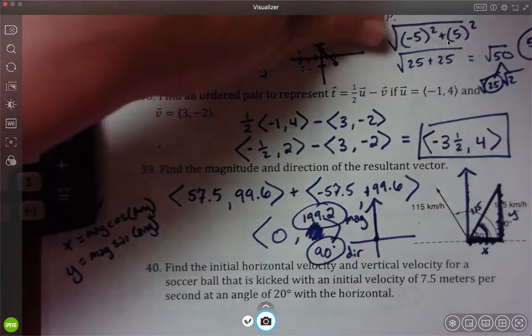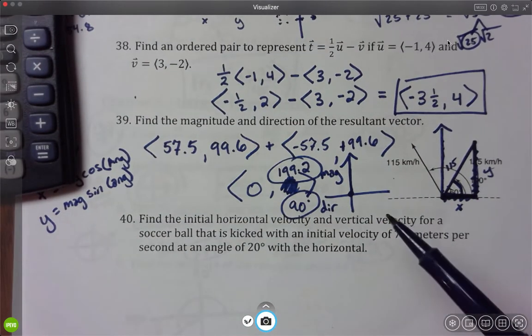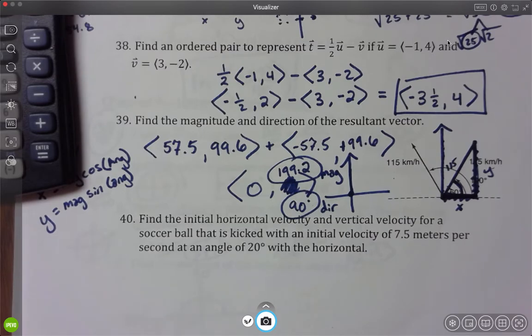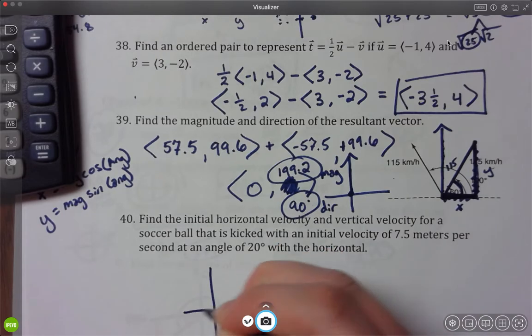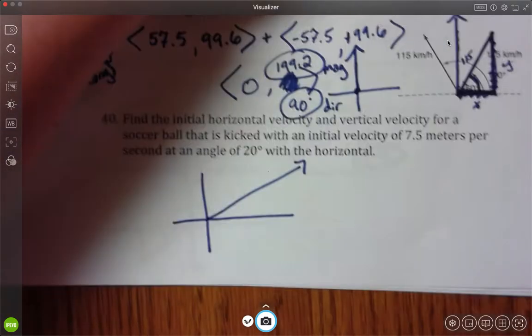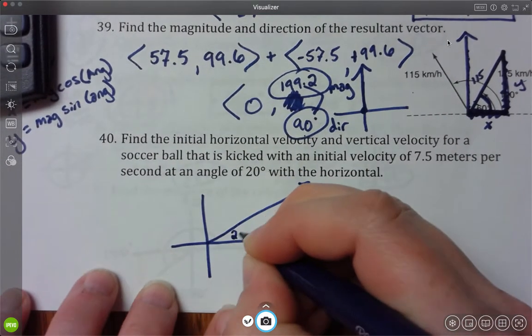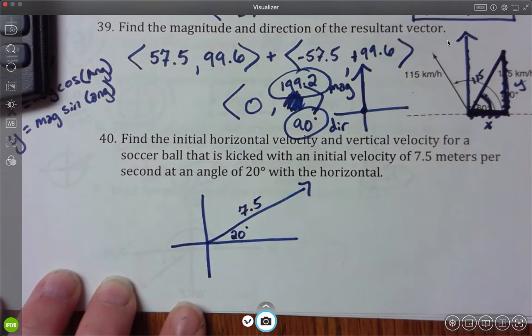Number 40. Let's try to kind of clear up some things with this one. Find the initial horizontal and vertical velocity of a soccer ball that is kicked with an initial velocity of 7.5 meters per second at an angle of 20 degrees with the horizontal. Okay, so I have this going on here. Here's the direction that my soccer ball is traveling. It's making a 20-degree angle with the horizontal at a rate of 7.5 meters per second.